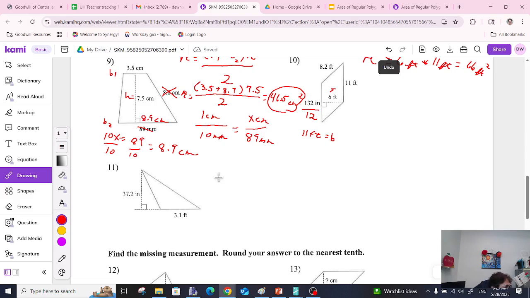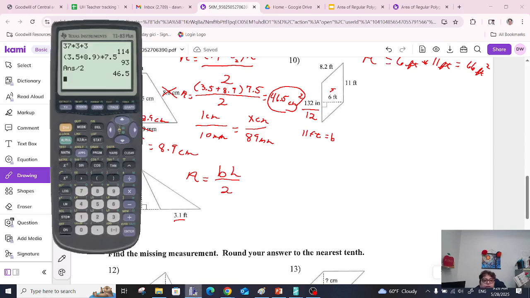Okay, number 11. What shape is this one? Is a triangle. So I have base times height divided by 2 is equal to area. Again, I have feet here, but here I have inches. So I have to do a conversion. You want to divide this one by what number? We just did it up here. By 12.